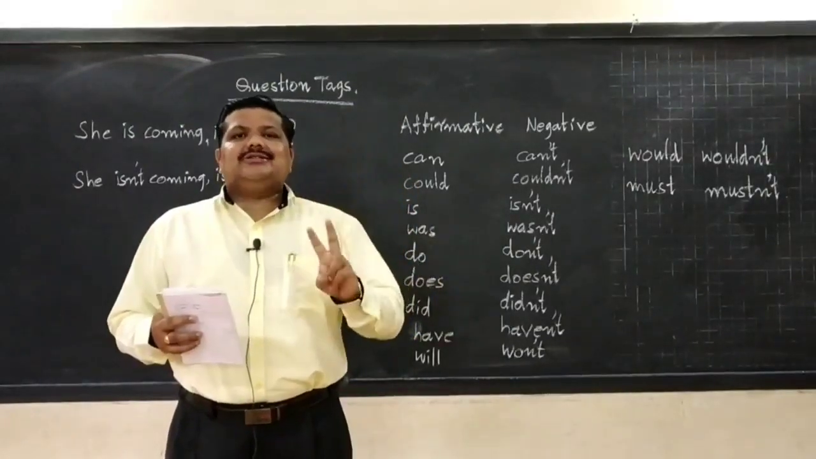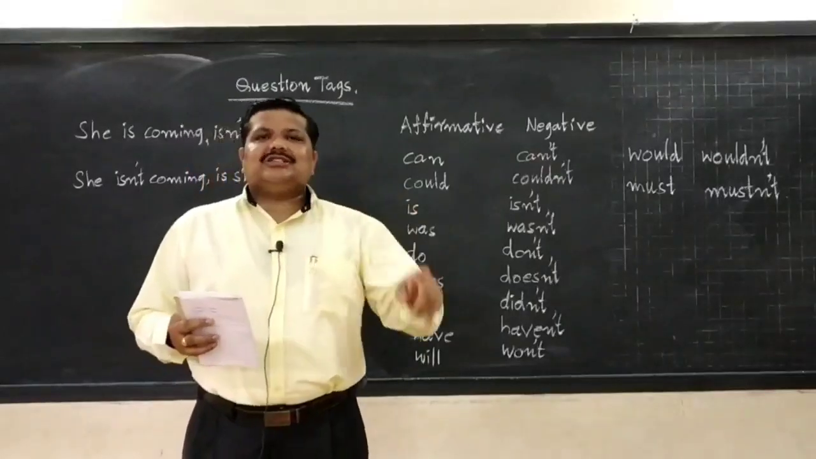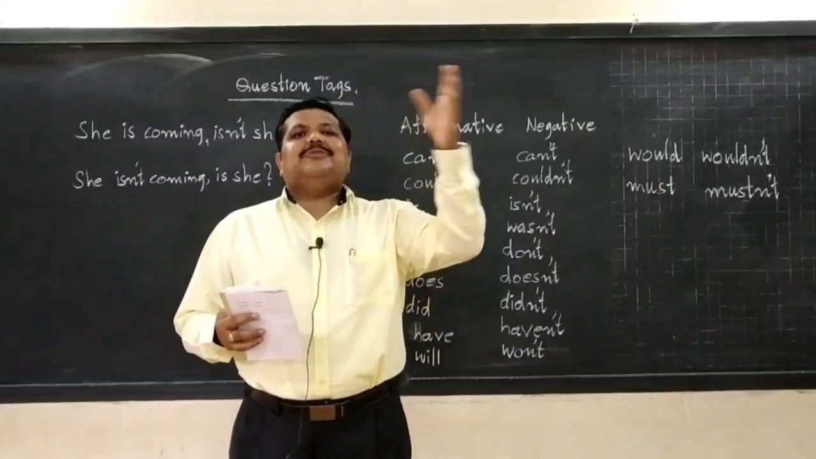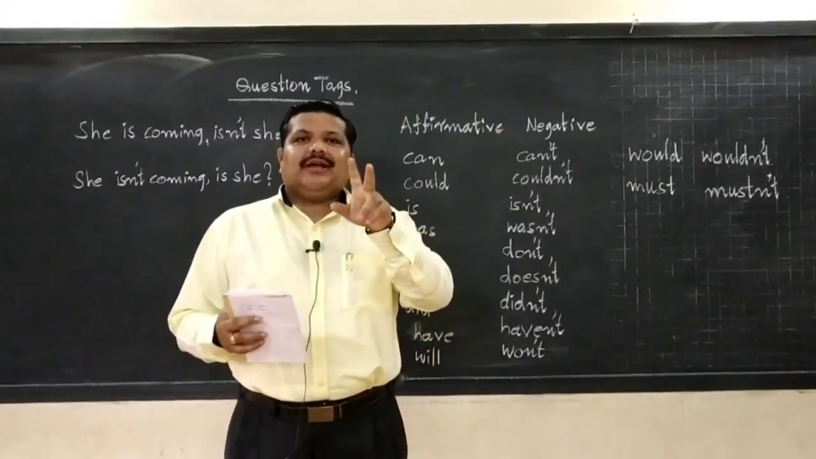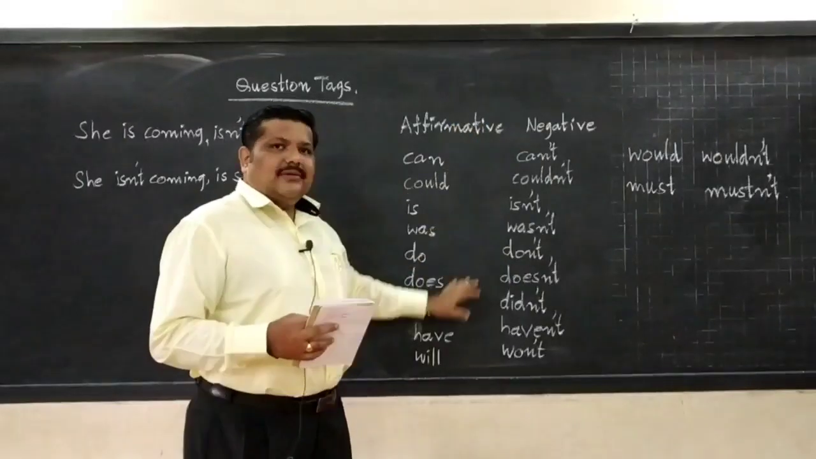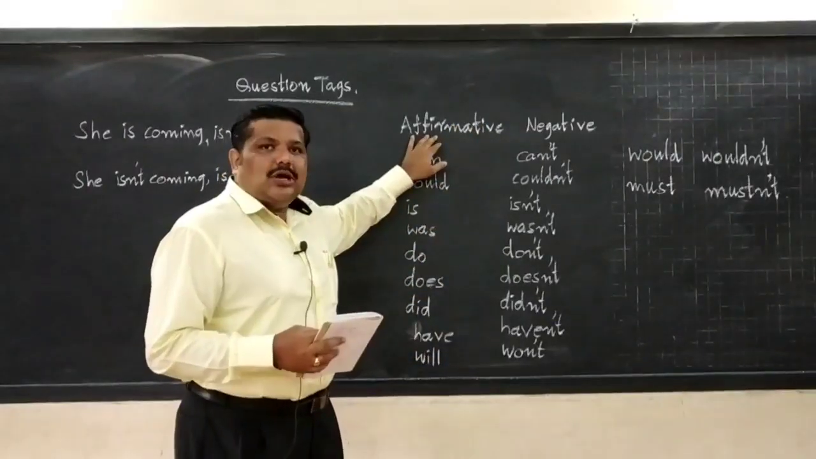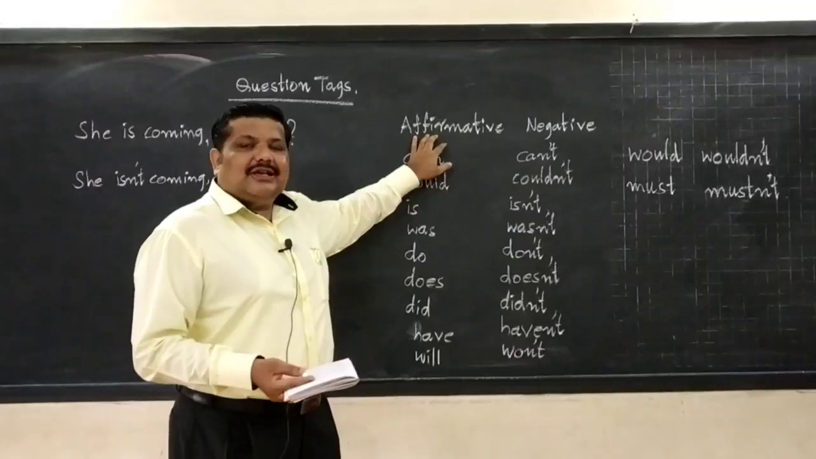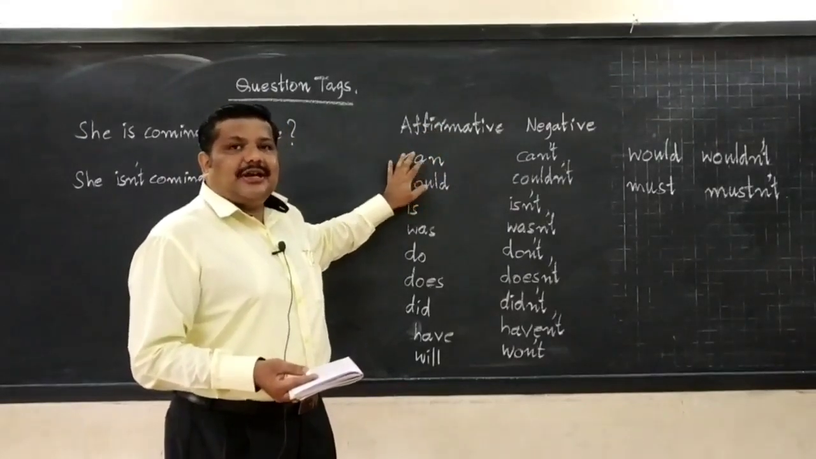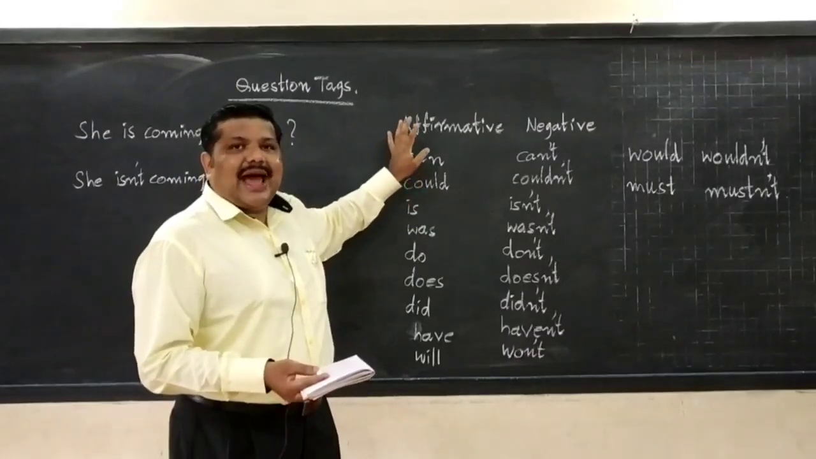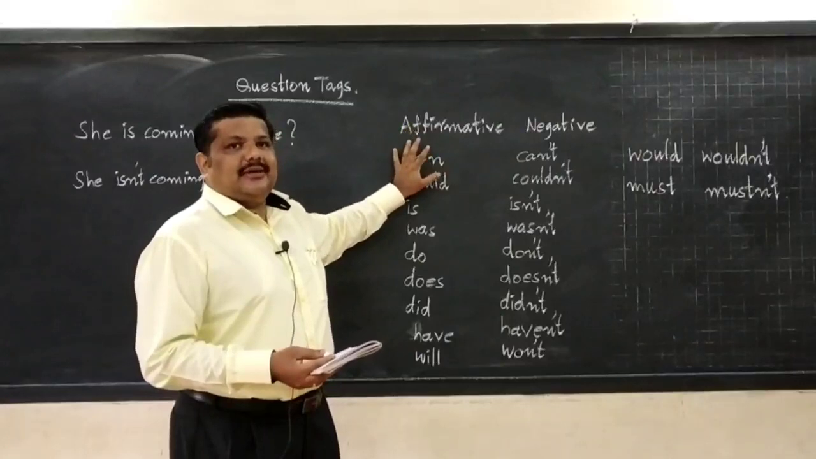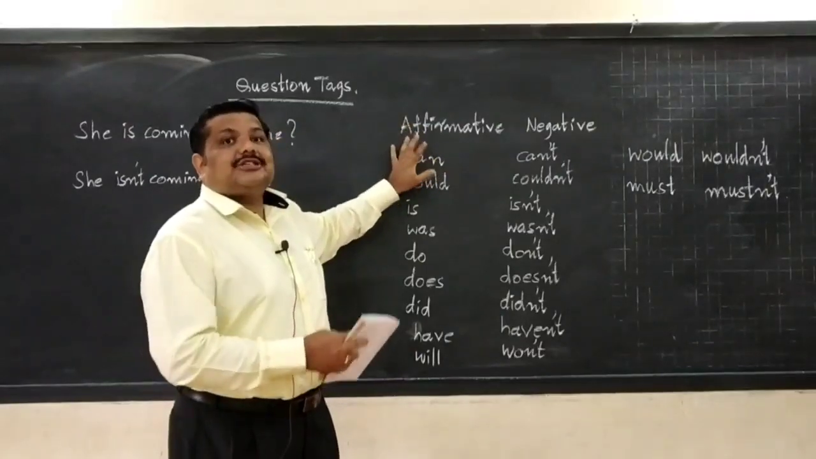Before we understand what is a positive tag and what is a negative tag, we have to understand what is meant by positive and what is meant by negative. We have to make differences. So as you can see, I have drawn a table here. Positive tags are also called affirmative tags. Why is it called affirmative? Because in that sentence, action has already taken place, or some action is going on there. It is positive. It is true.